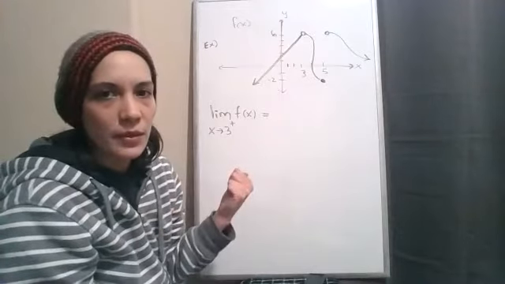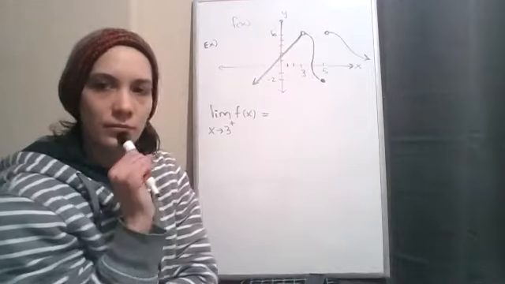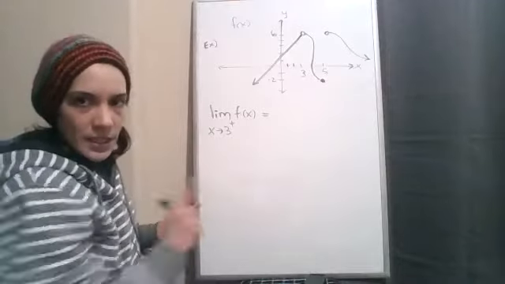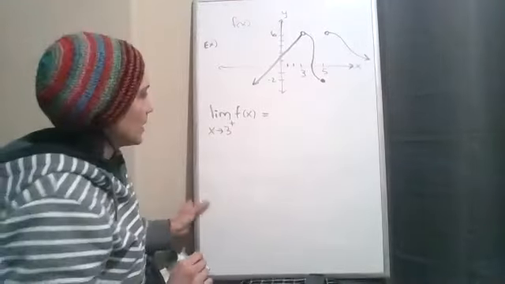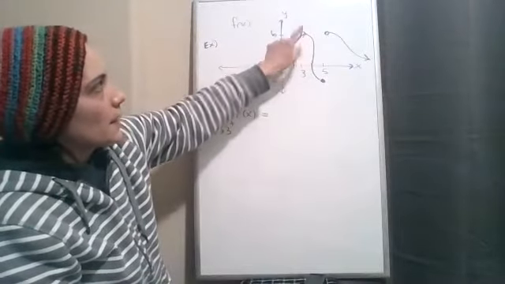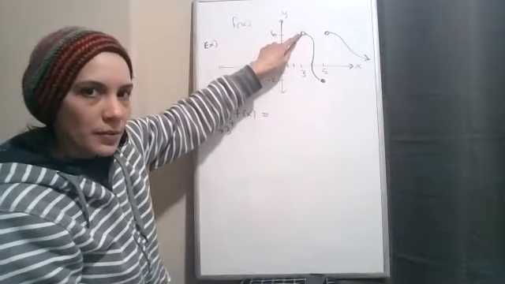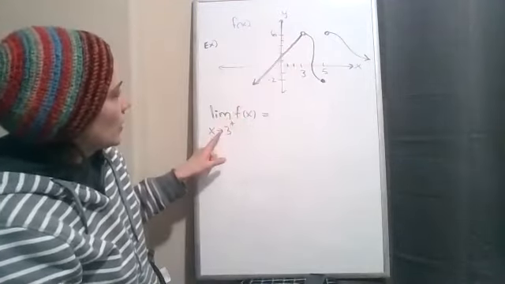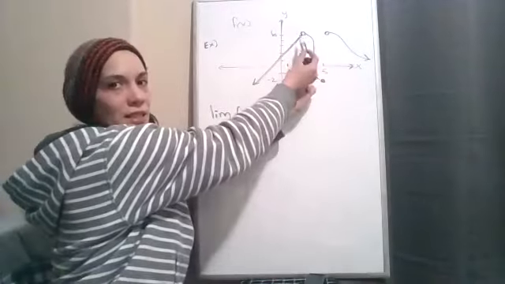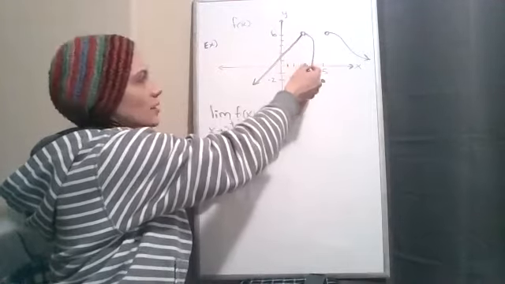Oh, in the previous example. Oh, I think I know what you mean. So let's work through this, and then I think I know what we're talking about here. The output doesn't have to actually be there. You're just really close to that value. So going to 3 from the right side, the limit is 6, even though there is no output for the function at 3.